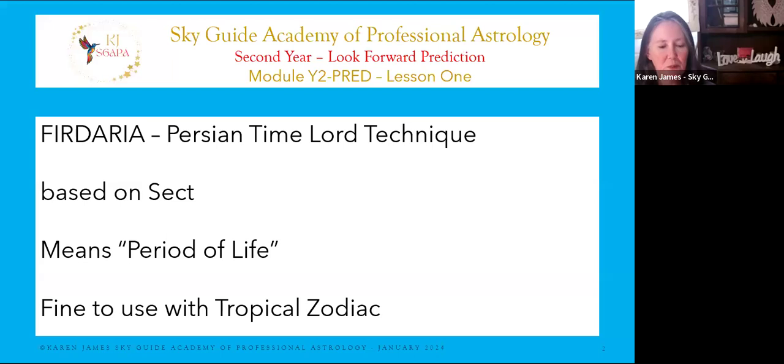The first one that we're going to start with is Firdaria. Firdar is a Persian word. It means period of life, and one period is called a Firdar. Many are called Firdaria. Basically, it's a Time Lord technique, so you're looking to see which planets in the natal chart are highly activated. That's what you're after. And this one, it's fine to use with the tropical zodiac.